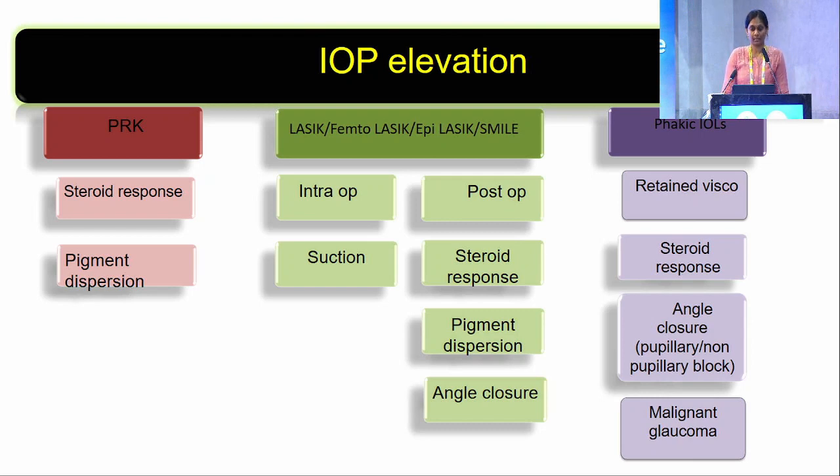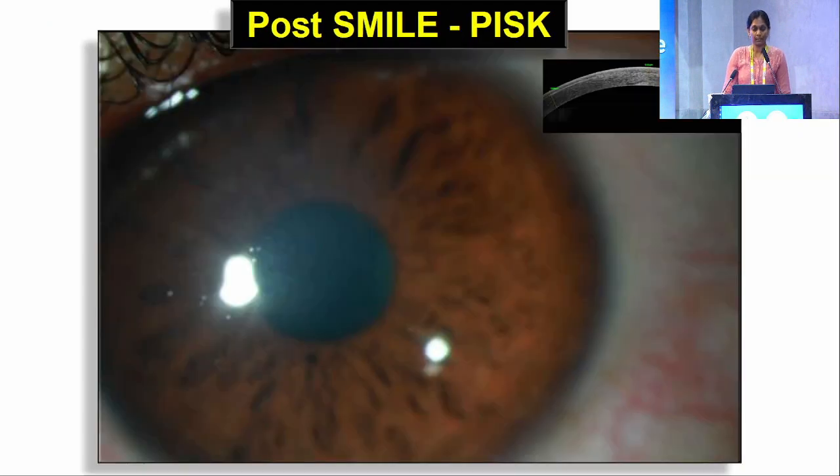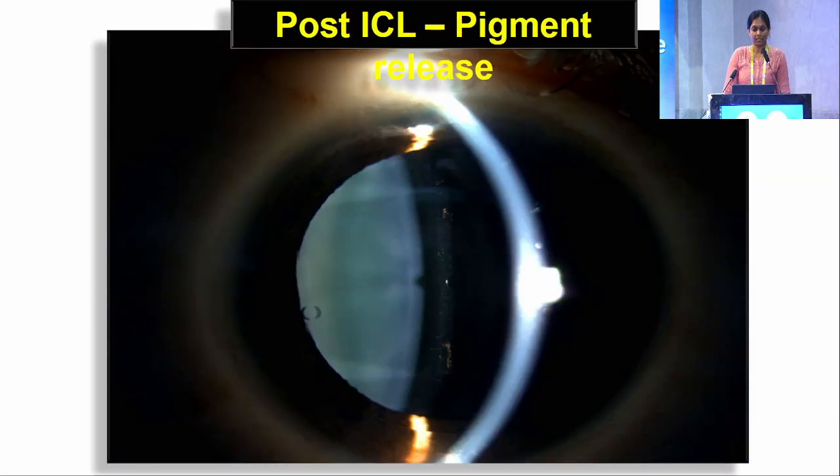It could even lead to angle closure, which could be due to both pupillary and non-pupillary block, and it could be malignant glaucoma. So these are a few photographs which I had post PRK where there is IOP elevation. Post SMILE the patient was started on steroids, and post ICL there is pigment dispersion.